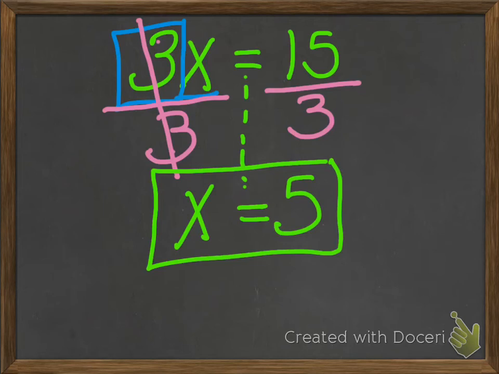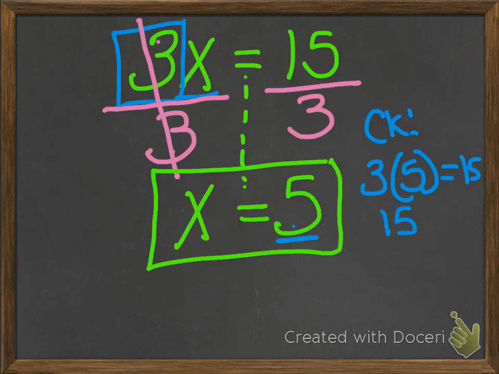So we want to check our answer. So we're going to substitute x, the variable x, with a value of 5. So 3 times 5 equals 15. So what's 3 times 5? 15 equals 15. So that's true, so our answer is correct.